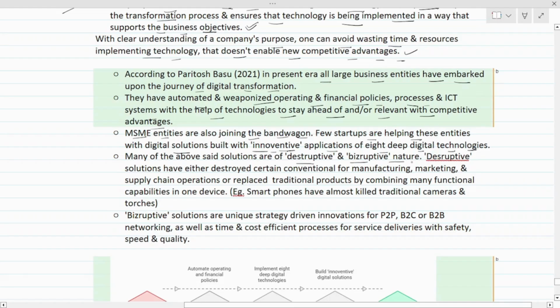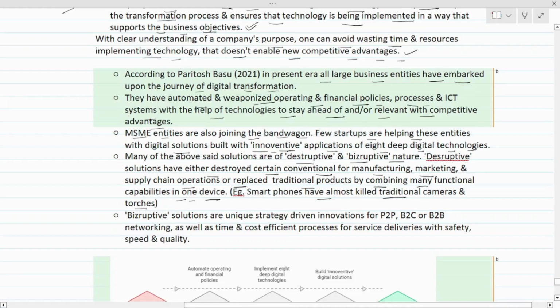When we talk about disruptive solutions, they have either destroyed certain conventional means of manufacturing, marketing and supply chain operations, or replaced traditional products by combining many functional capabilities in one device, right? So basically disruptive solutions means either they have destroyed certain conventional means, older methods of doing something, of manufacturing, marketing and supply chain operations, or replaced traditional products, that is the primitive kind of products we used to use, by combining many functional capabilities in one device. So everything is under one roof or one device. For example, smartphones have almost killed traditional cameras and torches. That's the best example of disruptive, right?